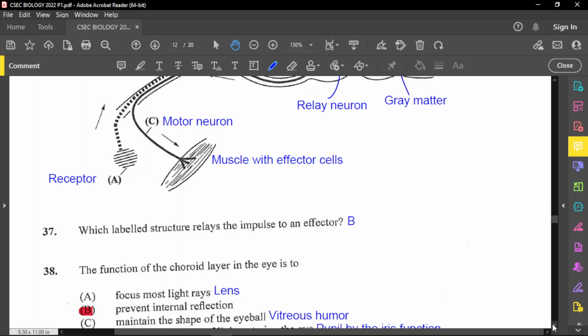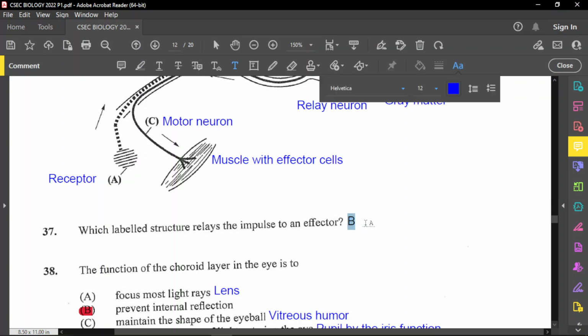As a matter of fact, no, this answer is C. I said which labeled structure relays the impulse to an effector. So it is a motor neuron. So this is actually C. Let me just change that real quick. This one is actually C. And this cannot be B, because it relates to the effector. Effector cells are in the muscles. So it's the motor neuron that actually sends the impulse into the effector. Okay, so let's change that one. All right, cool, so continuing. C is the answer for that one.